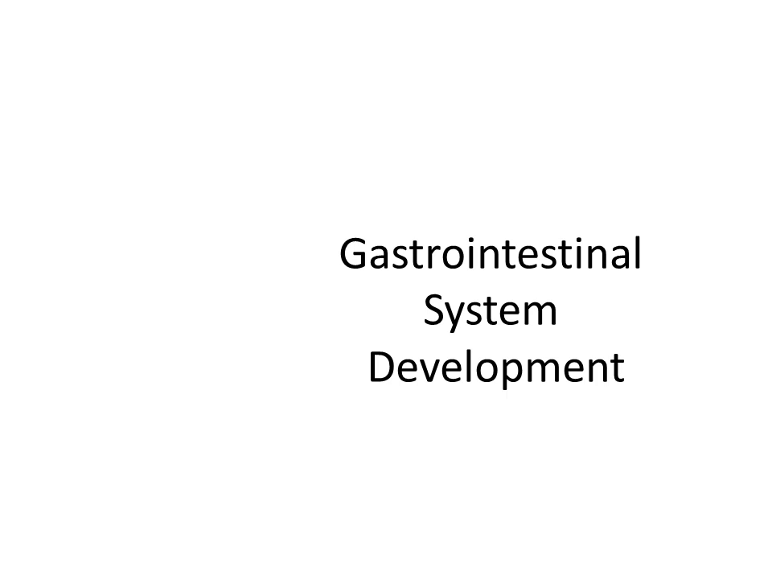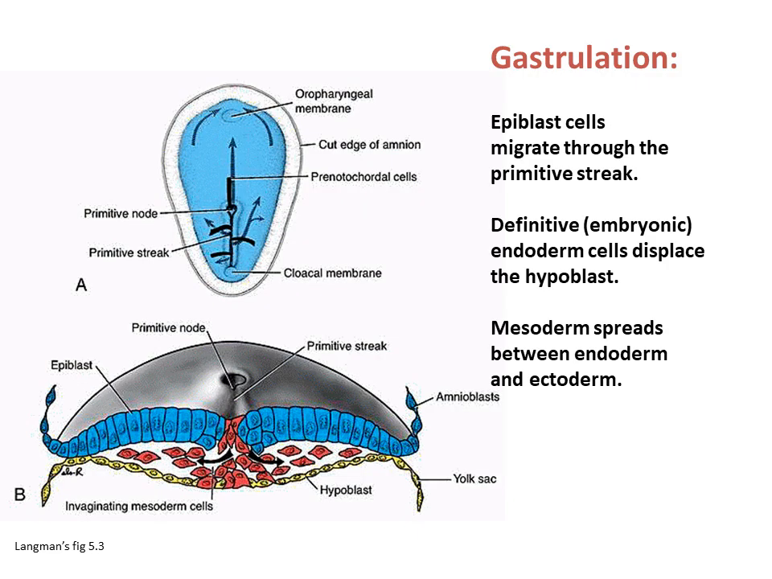Hello everyone. In this lecture we will talk about gastrointestinal system development. Firstly we will talk about gastrulation. In gastrulation, the epiblast cells migrate through the primitive streak, and the definitive embryonic endoderm cells displace the hypoblast, and mesoderm splits between the endoderm and ectoderm.